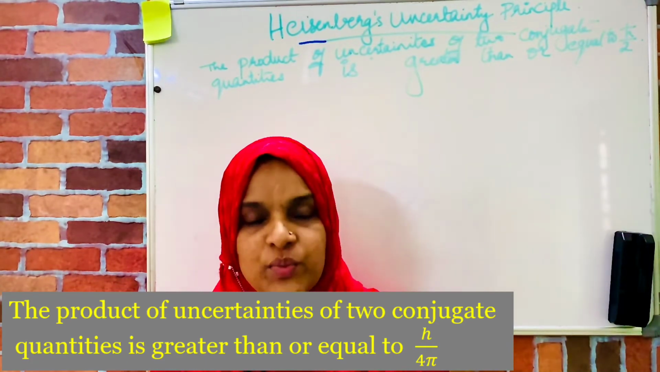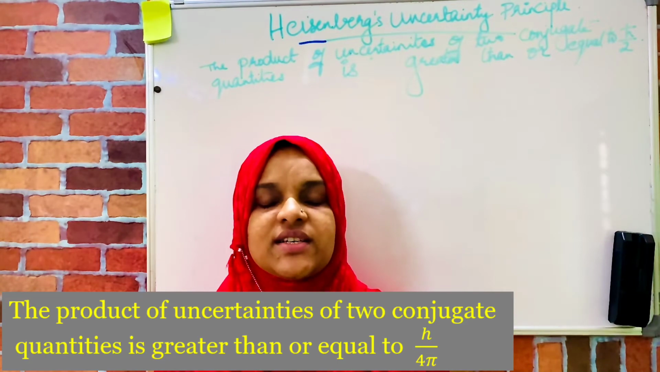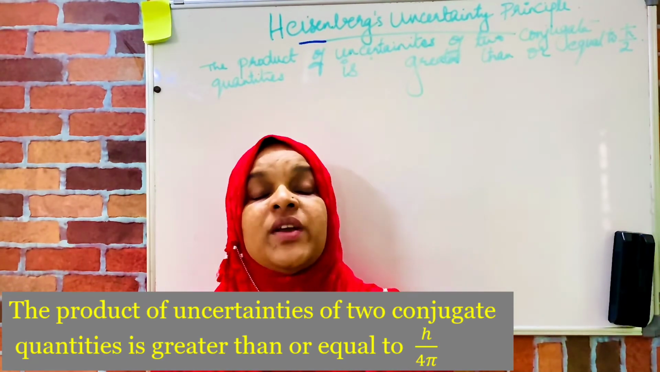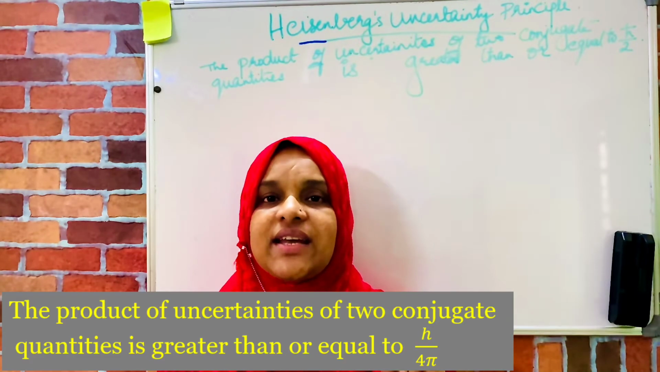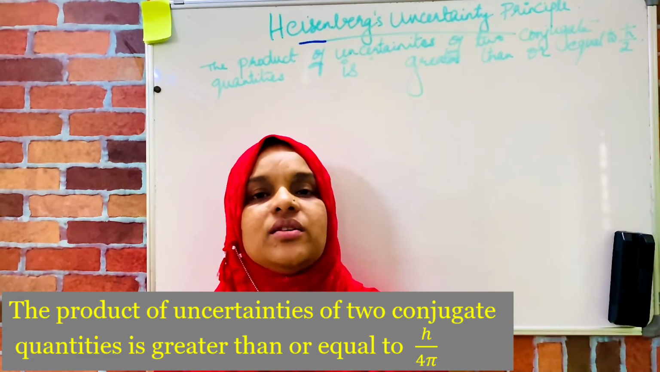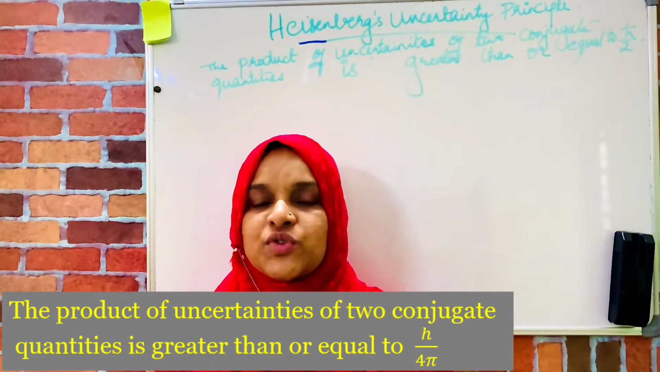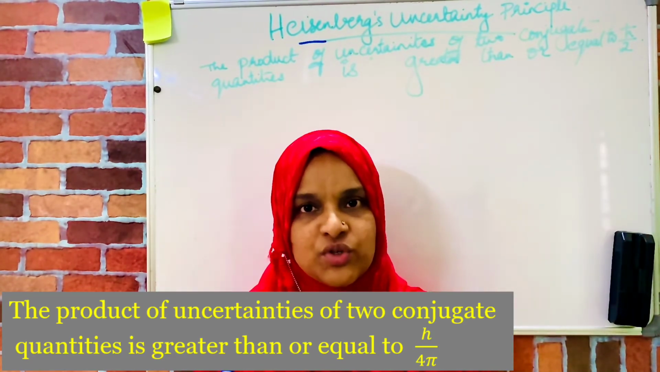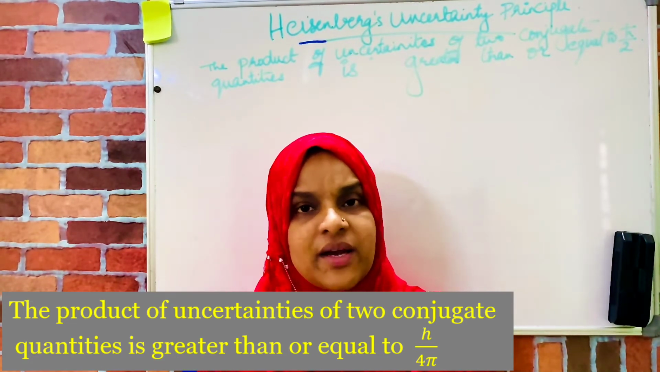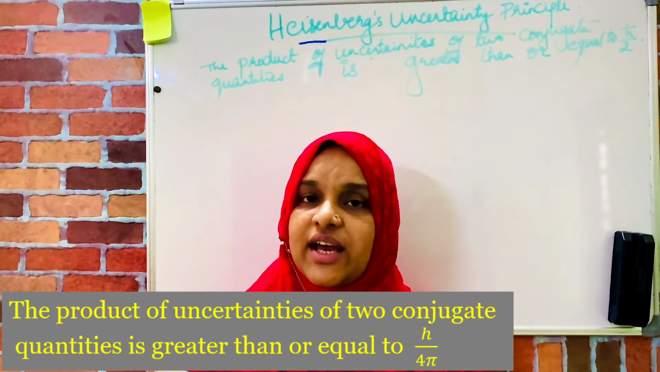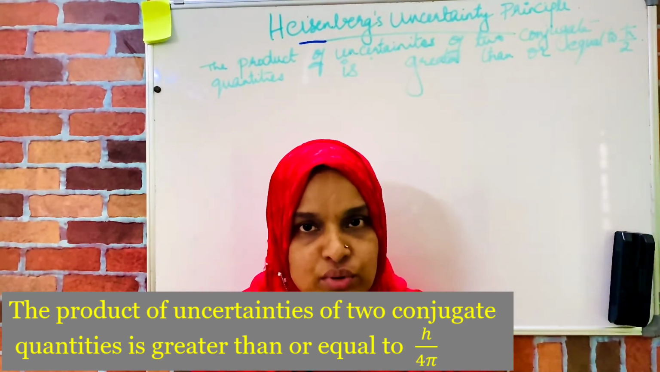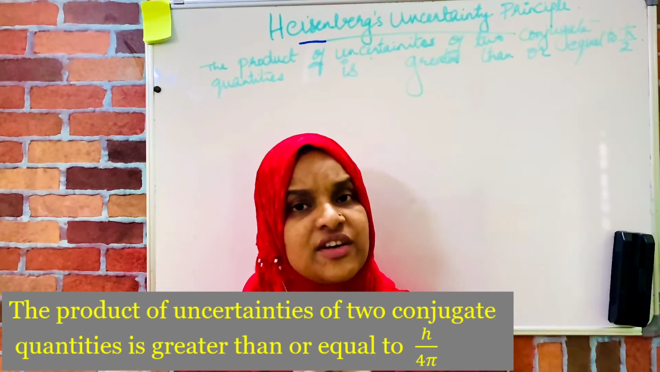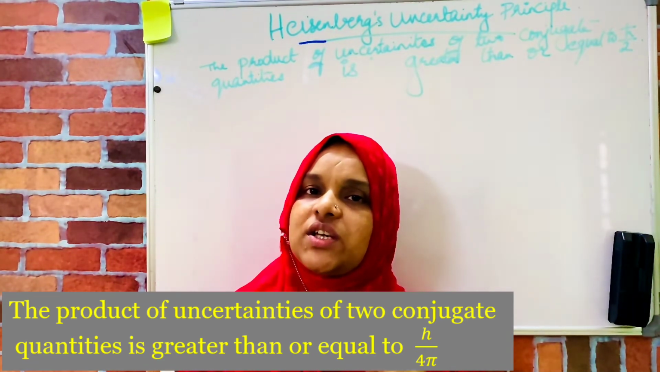Or we can also put this statement like this: the product of uncertainties in any two conjugate quantities will be greater than or equal to h cut by 2, or it is impossible to measure simultaneously and accurately two conjugate quantities. For example, we can consider position and momentum, and we can also consider energy and time. That is, if you are trying to measure position and momentum simultaneously, then there will be an inaccuracy in measuring both the quantities. If you are trying to improve the accuracy of position, inaccuracy in momentum will increase. And if you are trying to increase the accuracy in momentum, inaccuracy in position will increase.